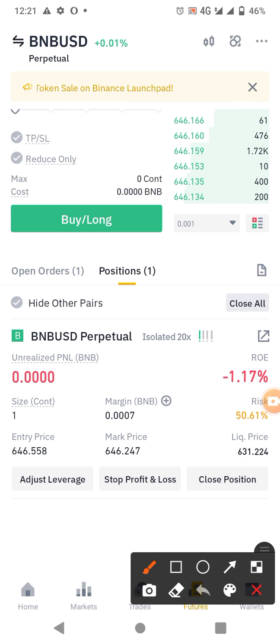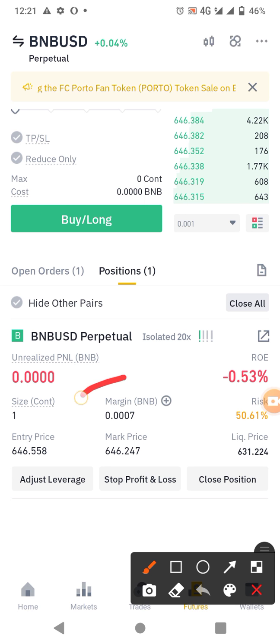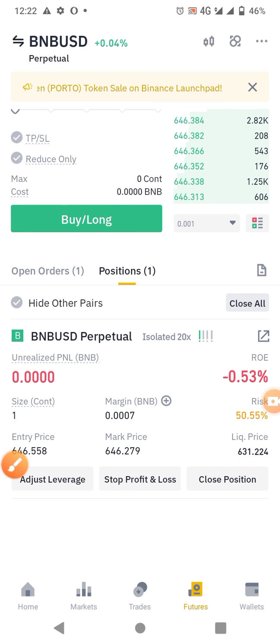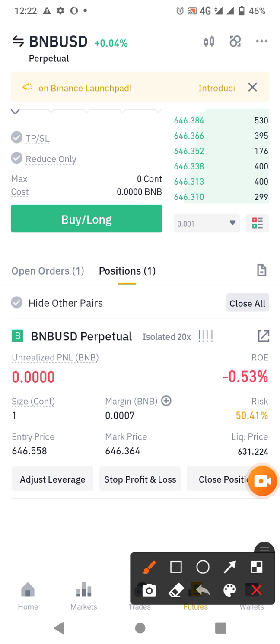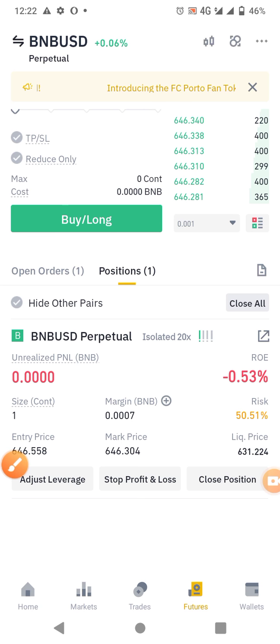Now this is the liquidation price. You've already seen it here. Once BNB enters $631, I'll lose all my margin balance. I'll lose everything here. And that's why my risk is very high, because my leverage is high. If I had used probably 3 leverage, my risk would be low.